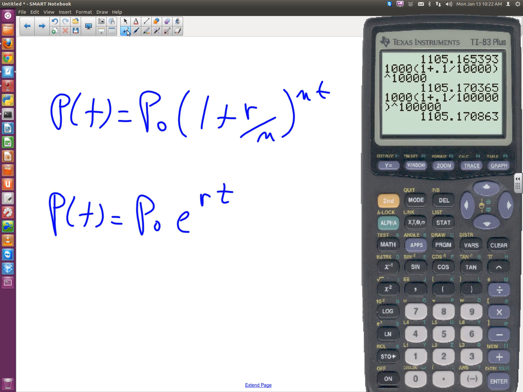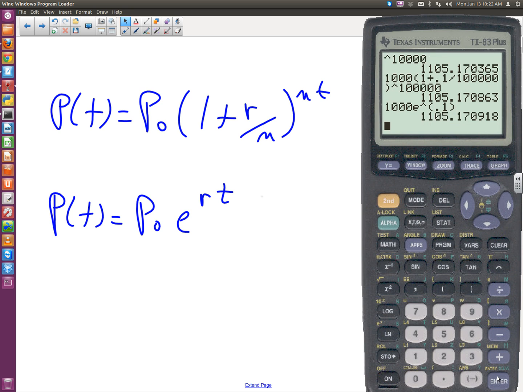Let's see. What is 1,000 times e to the 0.1 times 1 year? I'm still just doing 1 year, right? We almost got there. All right, so as n goes to infinity, the number of compoundings you get is PERT, okay?